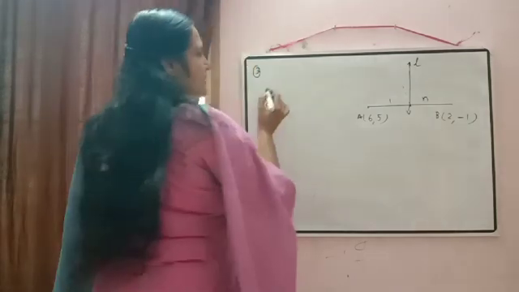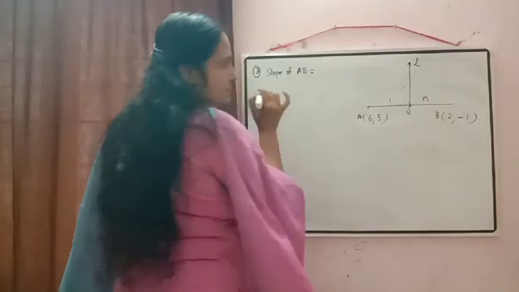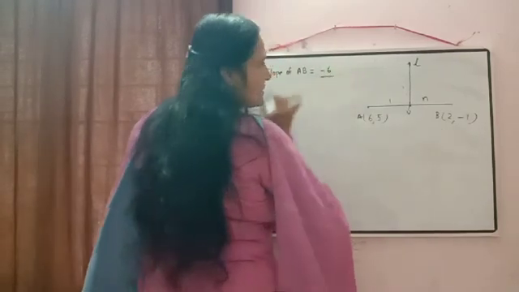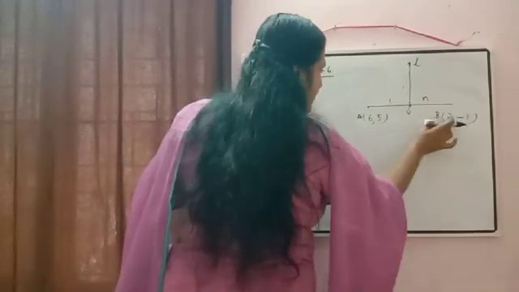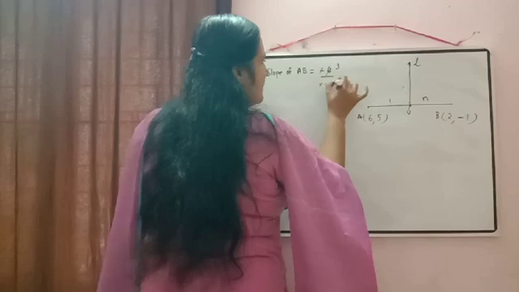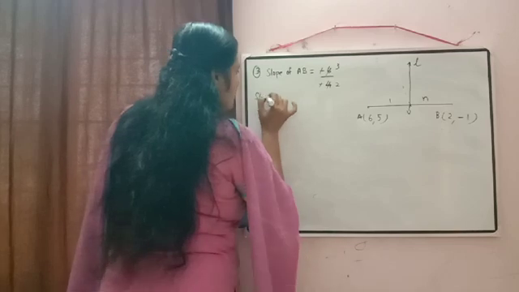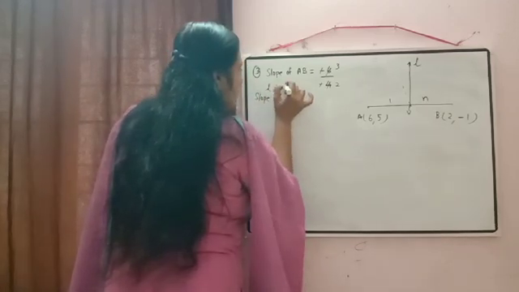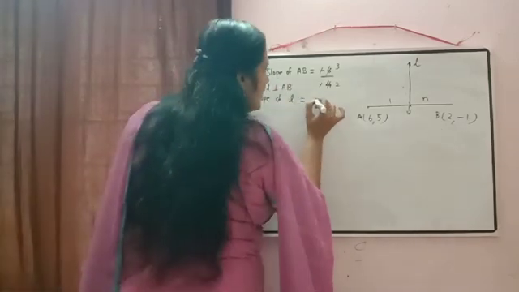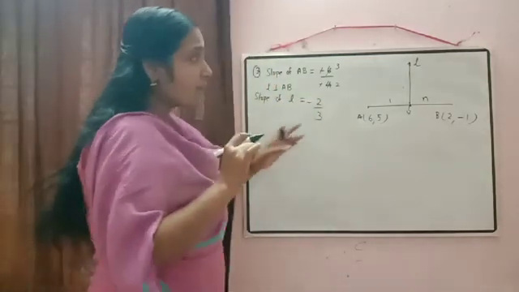So for the slope we can use the concept that L is perpendicular to AB. First we can calculate the slope of AB. Slope of AB is equal to y2 minus y1, so minus 1 minus 5, minus 6, by x2 minus x1, 2 minus 6, which is minus 4. Minus minus cancelled, it will be equal to 3 by 2. That is the slope of AB. Now slope of L: L is perpendicular to AB, therefore the slope of L will be the reciprocal with the sign changed, minus 2 by 3. So we got the slope of L.